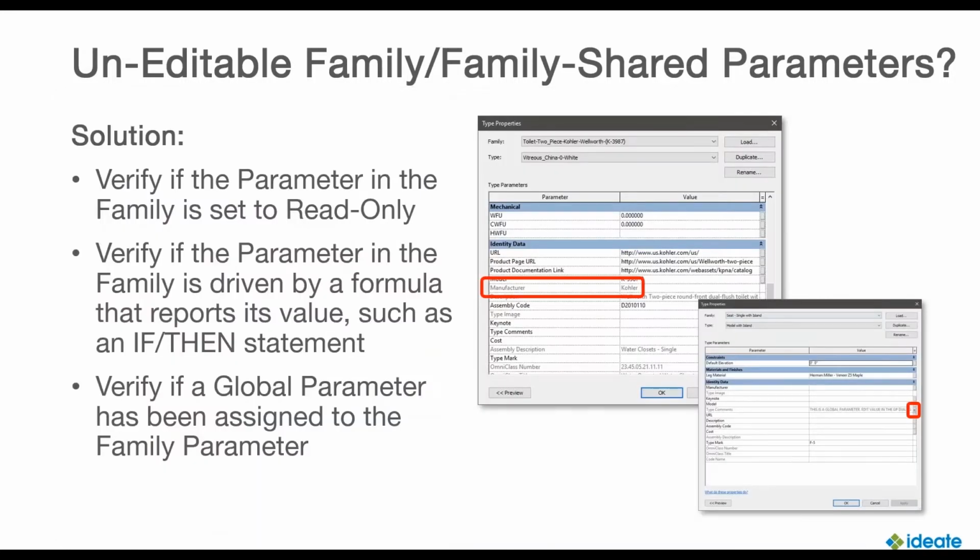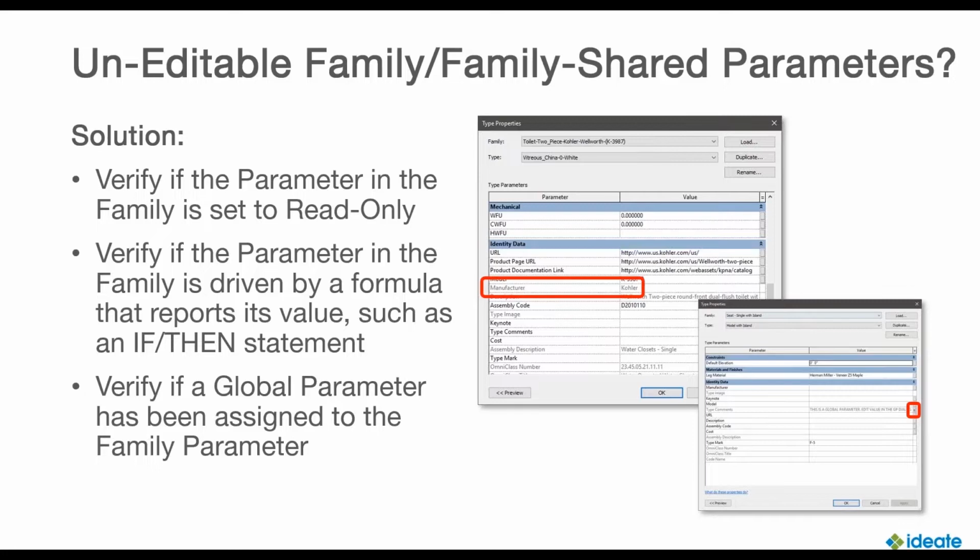So one of the things that you want to check for in terms of family or family shared parameters that are not editable is: is that parameter actually set to read only? Meaning, did somebody use that information in a formula within the family? Okay, so that's one of the ways that that can happen. You can do this by inputting some information between quotes, or you can also have if-then statements. So for example, you could say if the value is this or between this, then report this. If the value is between this and that, report that, and so forth. And that can drive a parameter to basically lock out on you so it's not editable.